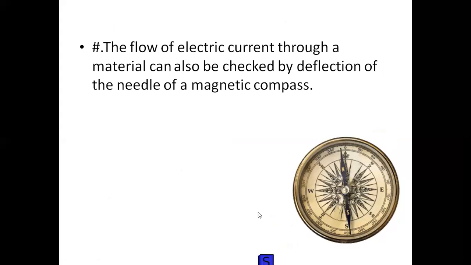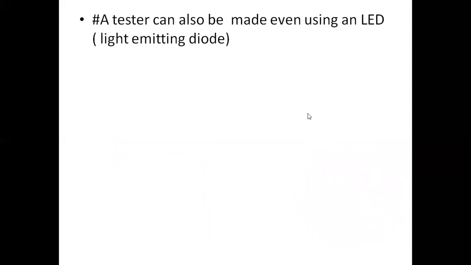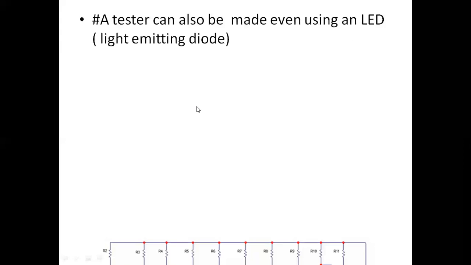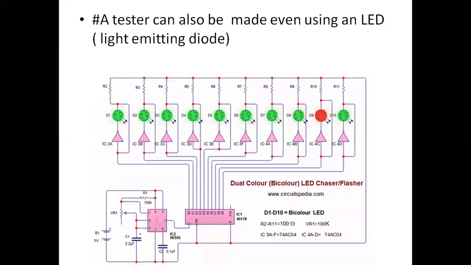Now another way of making one more is using an LED, a light emitting diode. It is very common nowadays. In place of the magnetic compass, we can fix these LEDs, because even if the current is very weak, we find the glowing of the LED. That glow of the LED indicates the presence of electric current. Hence, now we are very clear. Testers can be made in three possible ways: by using a torch bulb, by using a magnetic compass, or by using an LED, light emitting diode. Now the testers are ready.